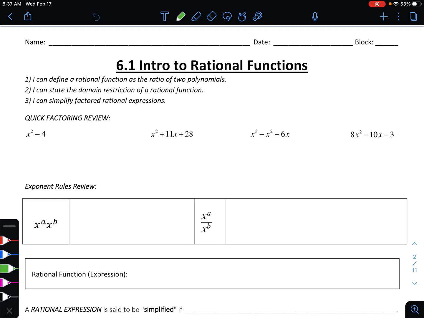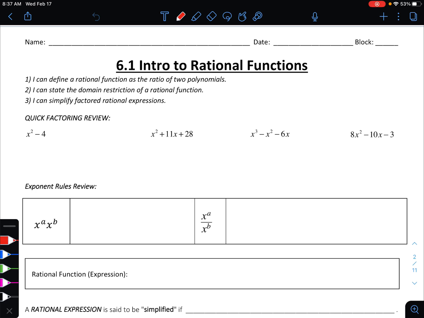Right, guys, so we are starting our next unit. We are starting unit 6, which is going to be all about what are called rational functions. So in this first section, we're just going to introduce the idea of what a rational function is, as well as show some ways that we can simplify it. Before we get into rational functions, we're going to do just a couple quick review sessions. We're first going to review a little bit of factoring, and then we're going to review some rules of exponents.